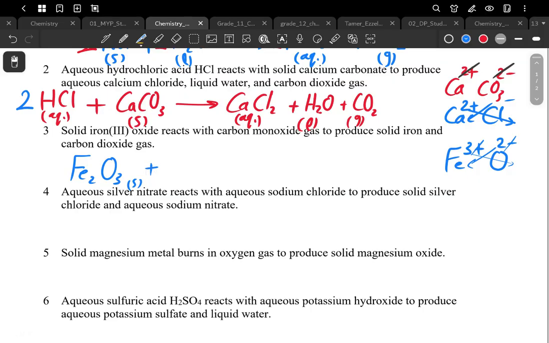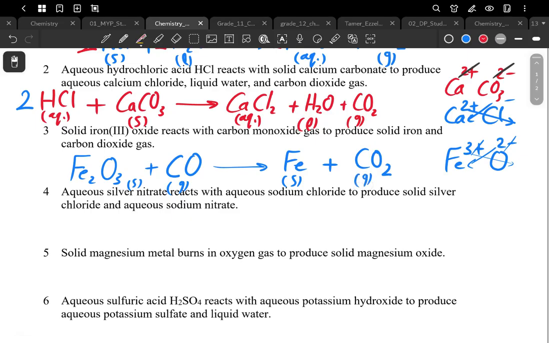Plus reacts with carbon monoxide. This is a covalent compound, guys. I do remember that when we said carbon monoxide means this compound is actually formed out of 1 carbon atom and 1 oxygen atom, okay, and this is a gas to produce solid iron and carbon dioxide gas, CO2, okay. Carbon dioxide, these are the products. So iron solid is a product and carbon dioxide gas is a product.